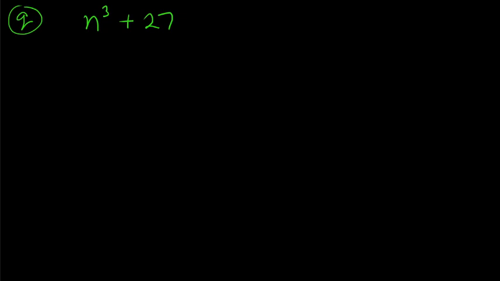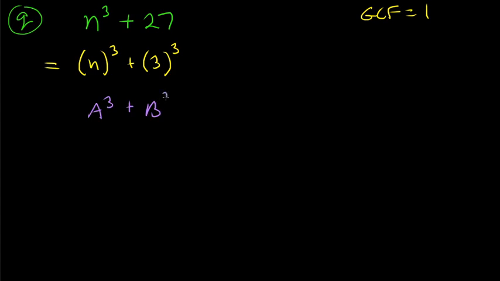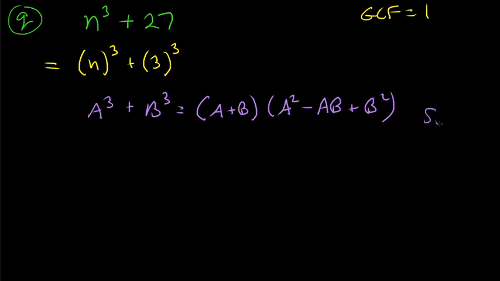Letter Q is n cubed plus 27. And 27 is a perfect cube. Oh, GCF is 1. Let's make sure of that. So this is n to the third power plus 3 to the third power. Okay, so this is yet again a cubed. Oh, this time it's plus b cubed. And that factors as a plus b times a squared minus ab plus b squared. Right, remember SOAP, same opposite, always positive. All right, so that's how I remember where the negative goes there.